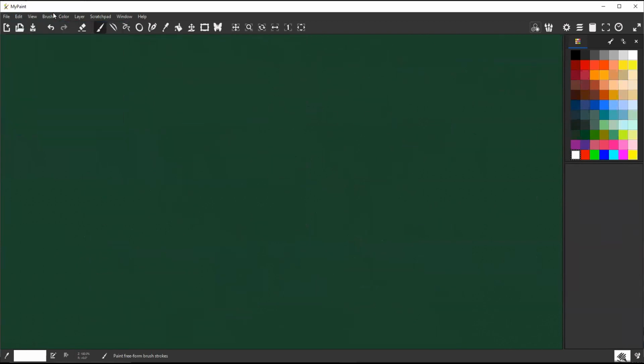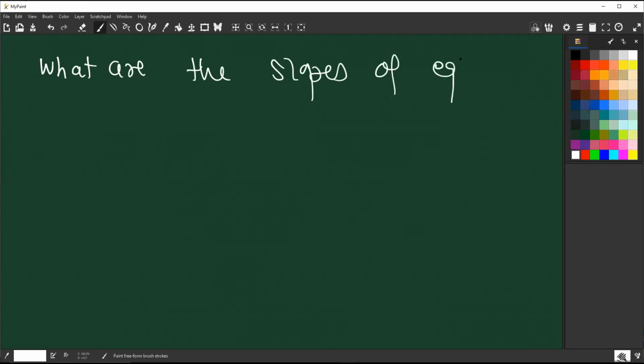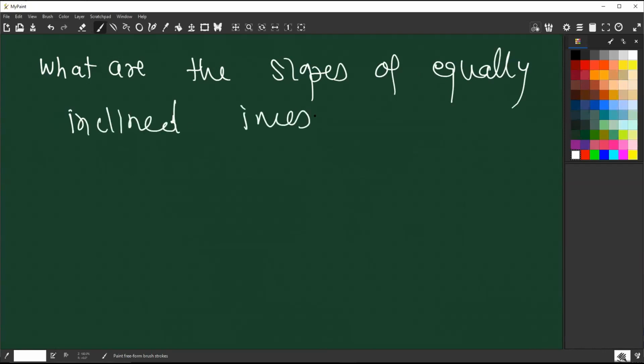Now what are the slopes of equally inclined lines? This question is asked very often. Equally inclined means they make equal inclination with the x-axis.